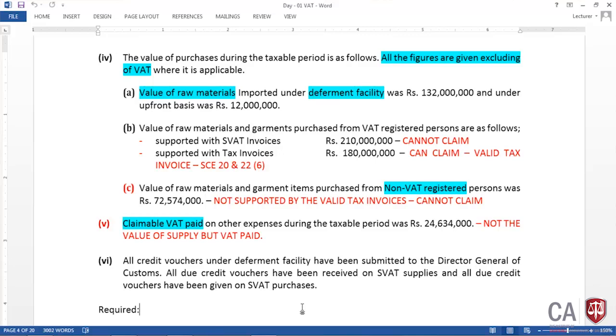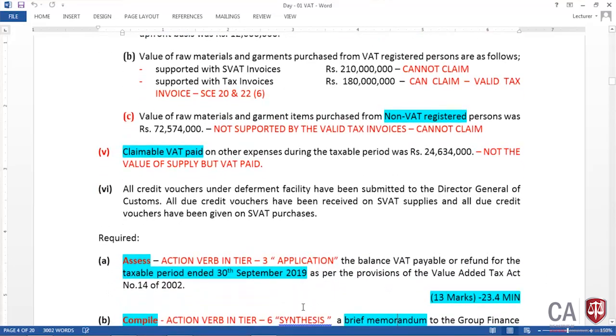Then next part, the value of raw materials and garment items purchased from non-VAT registered persons was 72,574,000. This is not a VAT registered person. If I am not registered for VAT, I cannot issue a tax invoice. Without a tax invoice, I cannot claim input VAT. Therefore, for this entire 72.5 million, it is a value, but we cannot claim the input VAT because it is not supported by a valid tax invoice.